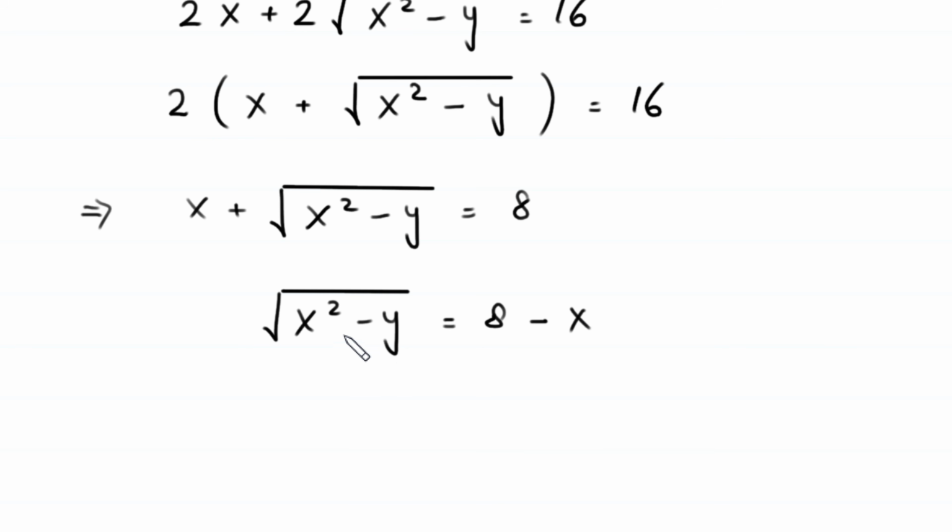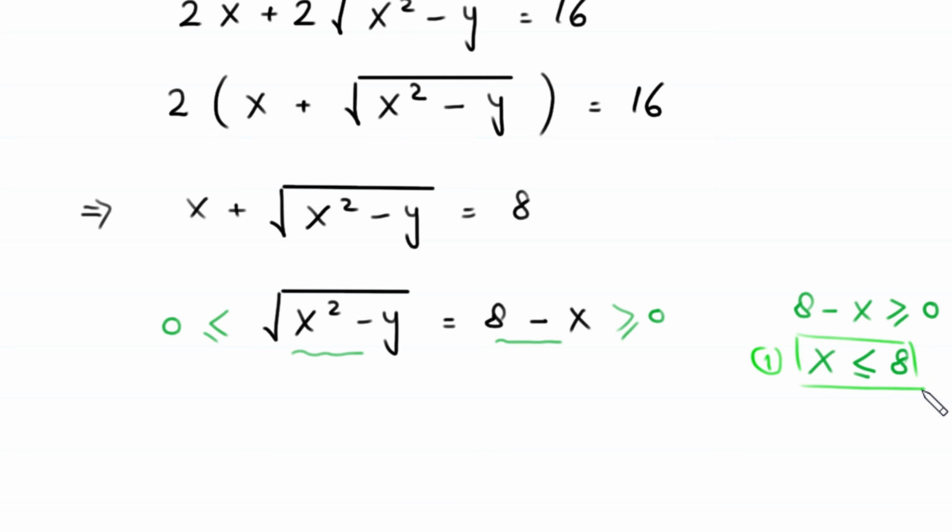Because this x squared minus y is in the square root, this x squared minus y must be greater than or equal to 0. It means that this right hand side 8 minus x must be greater than or equal to 0. This implies that x must be less than or equal to 8. This is the first condition of the domain of this equation.